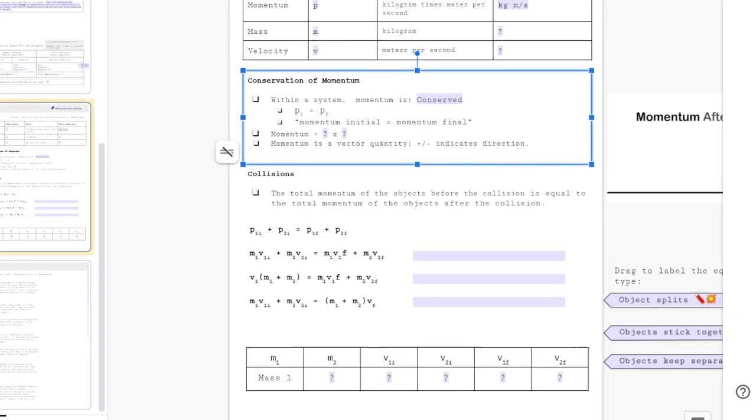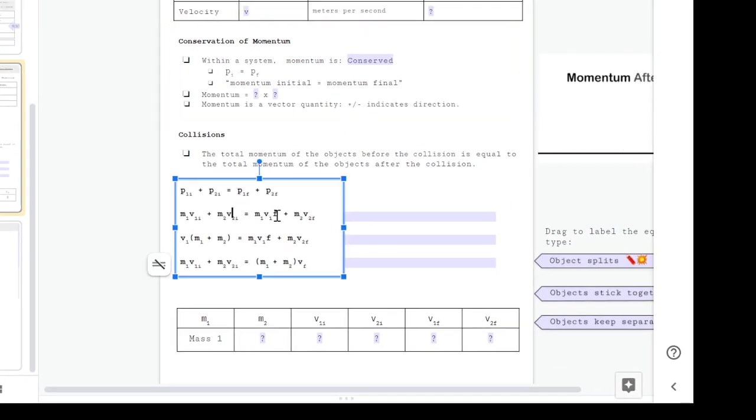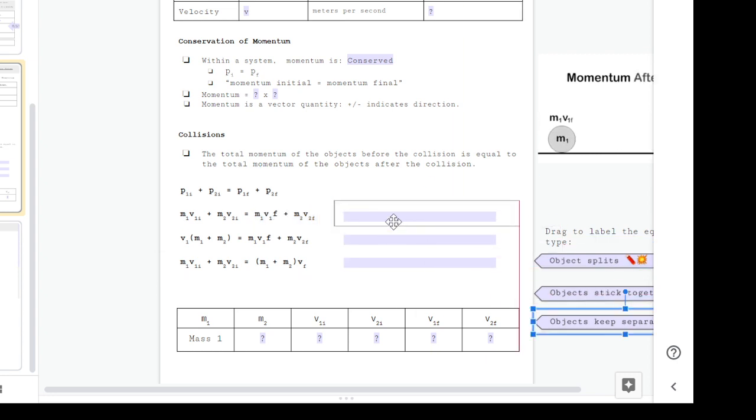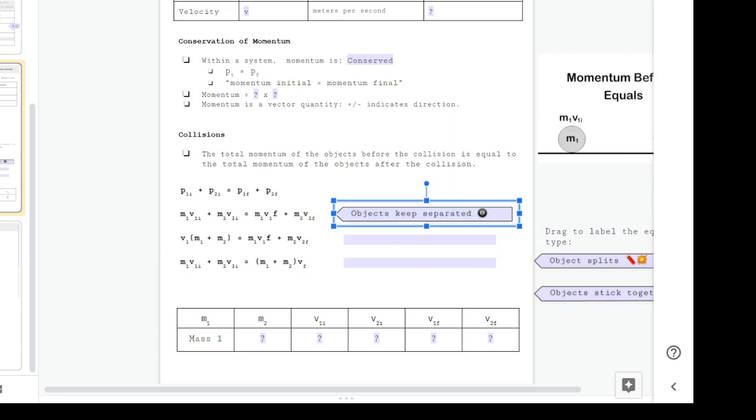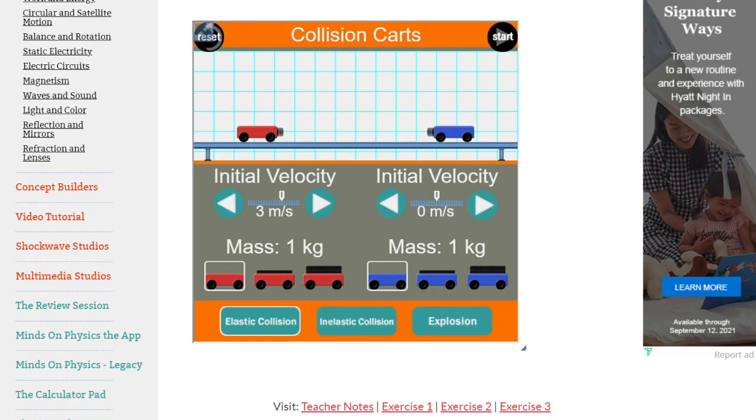And then down here, we have a few different equations that we're trying to get familiar with. For this first equation, this is as though we have two separate objects, and we want to know their momentum before they collide, and then after they collide, well, those two objects stay separated, and so that would be like this. So this would be like an elastic collision, like this.